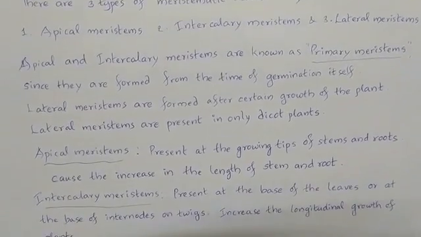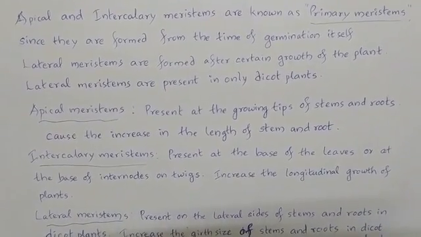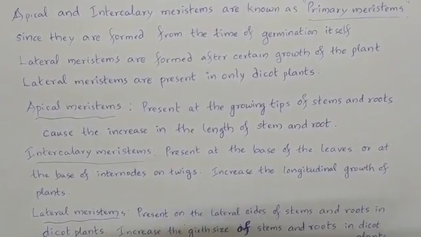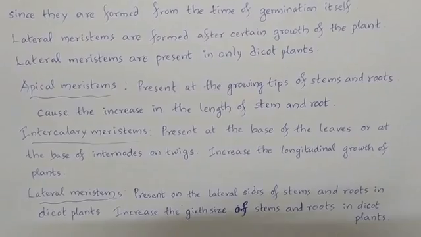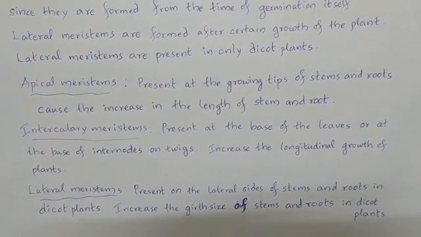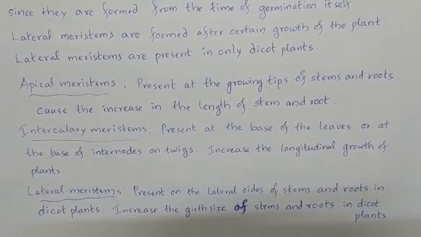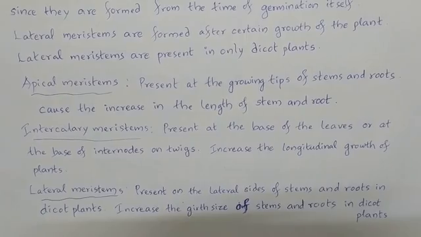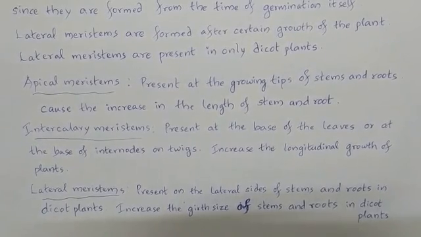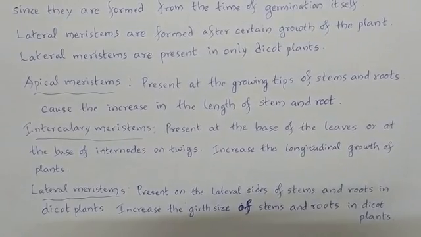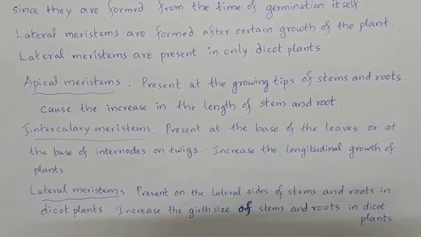Coming to each meristem separately. Apical meristems. As the name suggests, apex means peak or the tip. The meristems which are present at the growing tips of the stems and roots in the plants, and these meristems cause the increase in the length of the stem and root.